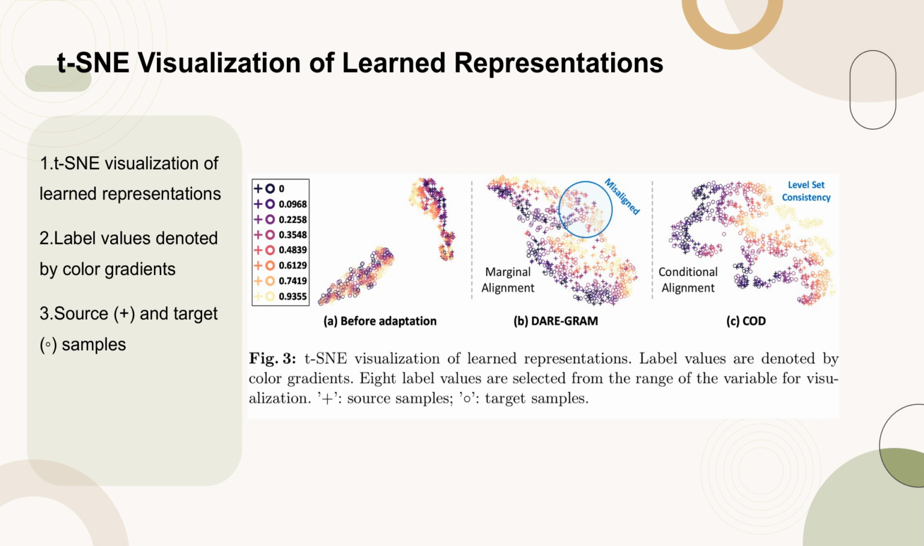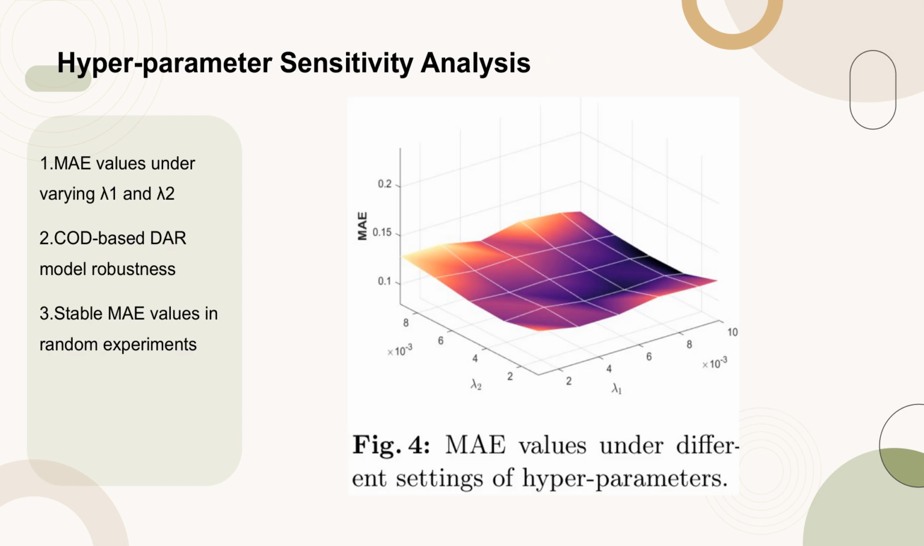Figure 4 presents the mean absolute error, MAE, values under different settings of hyperparameters, specifically lambda1 and lambda2, which are parameters of the modified COD and KGW. The results indicate that the COD-based domain adaptation regression (DR) model demonstrates robustness to various parameter choices. Notably, the MAE values remain stable across random experiments, suggesting that the proposed method is robust both in terms of randomness and parameter settings. This stable performance underscores the empirical reliability of the proposed model.